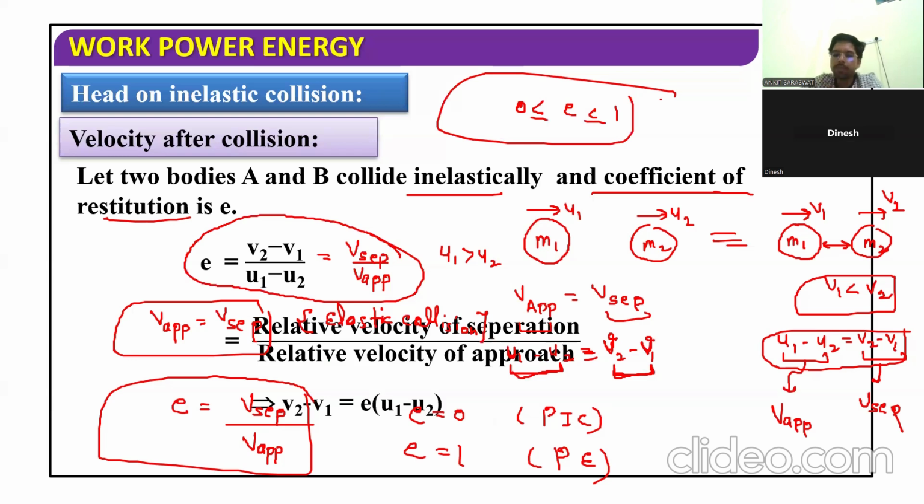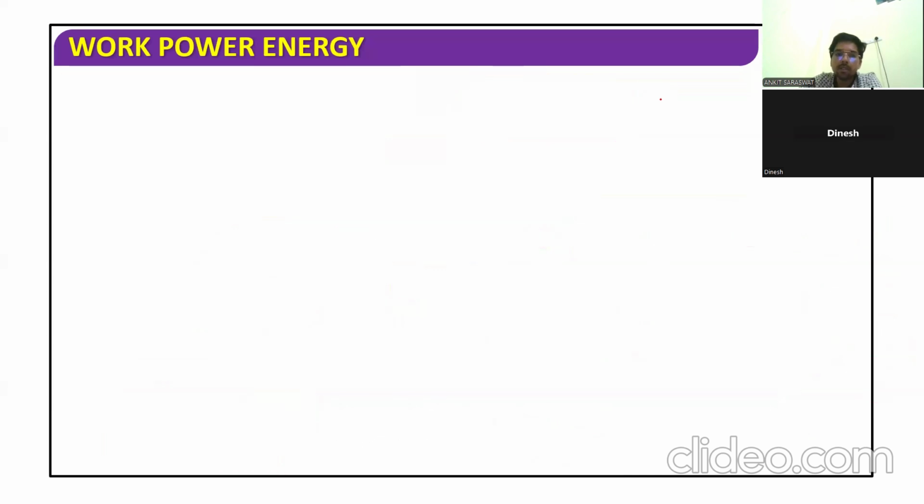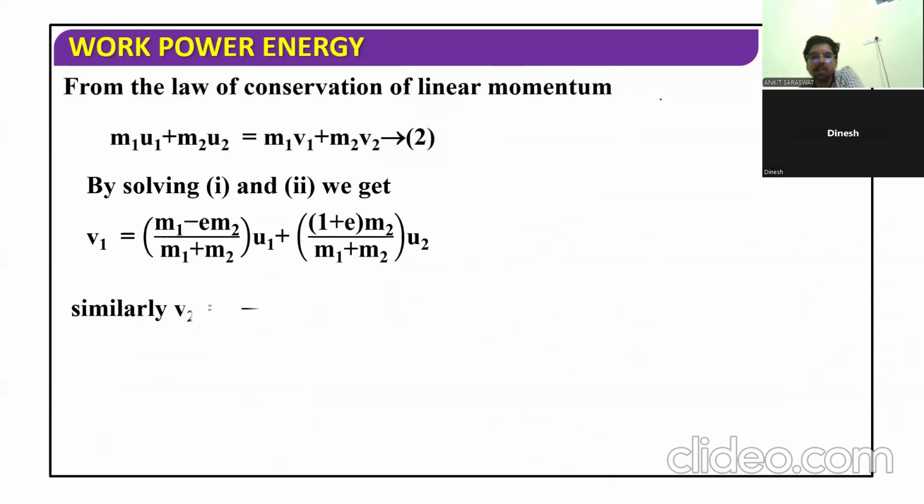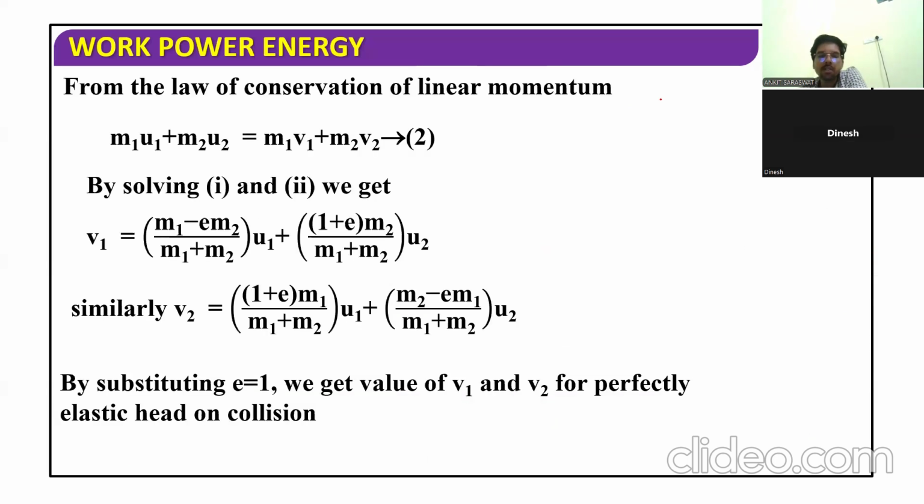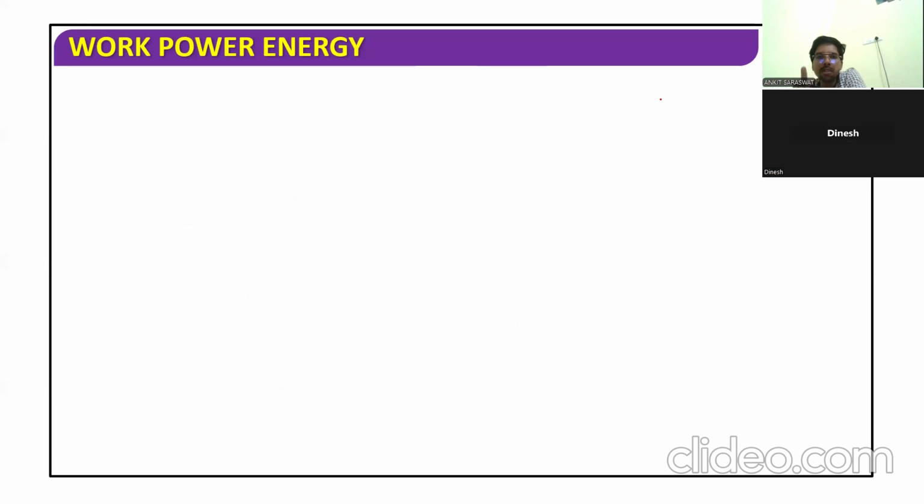Any doubt? No, sir. Head-on collision, okay? Head-on. There is no need to learn this, like what they are doing. You just understand the meaning of E. E will be the velocity of separation by the velocity of approach.